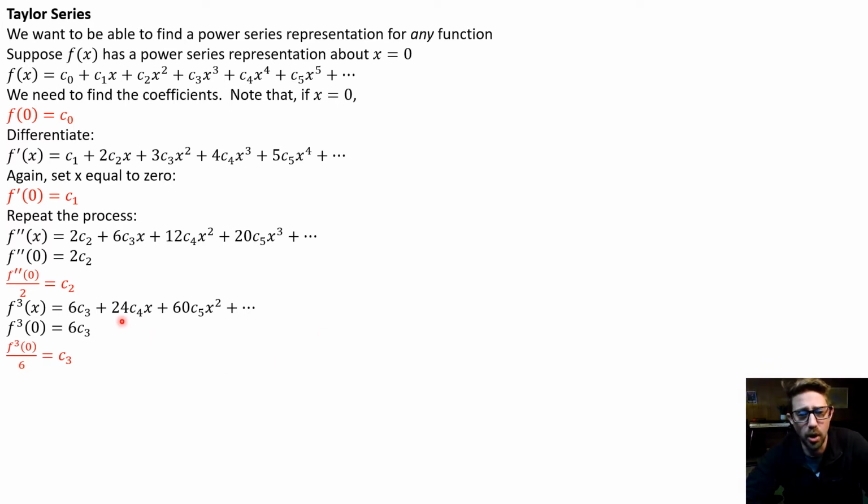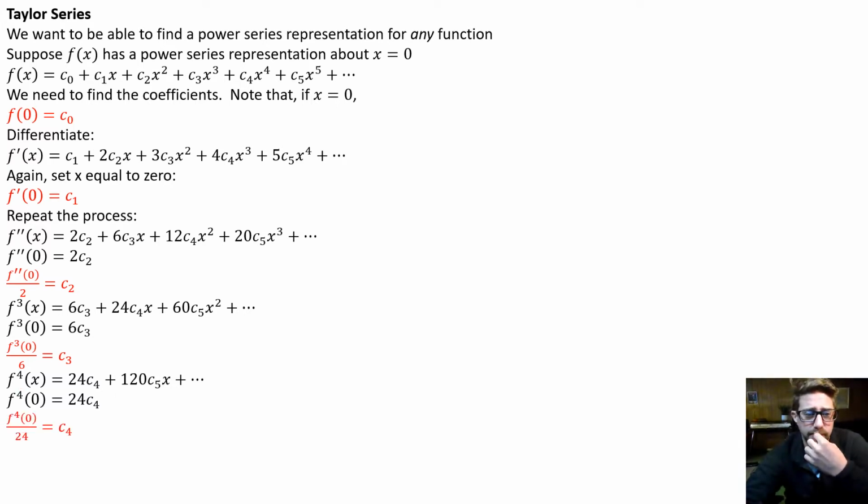F4 is just going to be what? 24c4 plus 120c5x. And then we're kind of out of dots. And then plug 0 into both sides. F4 of 0 is going to be, well, this goes away. And you don't see anything out here, but you get the idea that all these terms out here have x's in them. So it's just F4 of 0 is going to be 24c4, which means that the formula for c4 is F4 of 0 over 24.